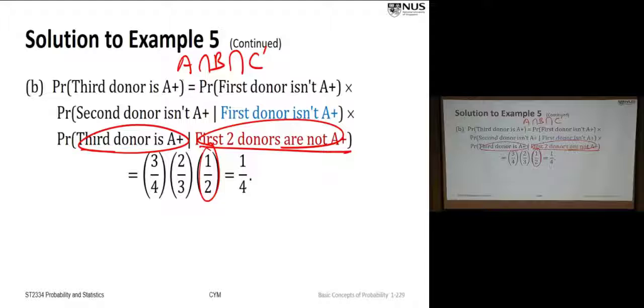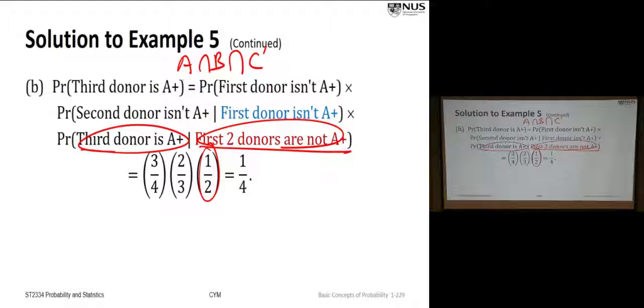You have to understand that although the question asks you to find the third donor being A plus, all right? So how to find it? It's easier to use this conditional probability. That is, in order for the third one to be A plus, your first one has to be non-A plus. The second one has to be non-A plus. And then the third one is A plus. So how to get these three events together? All right? So we work it out using the conditional probability.